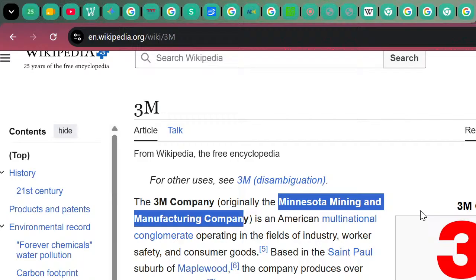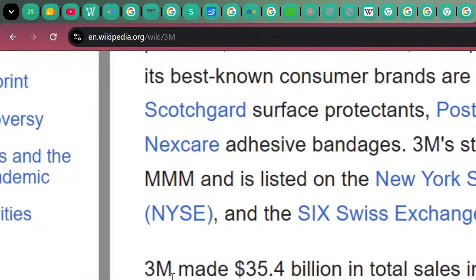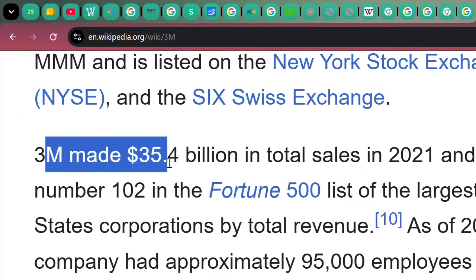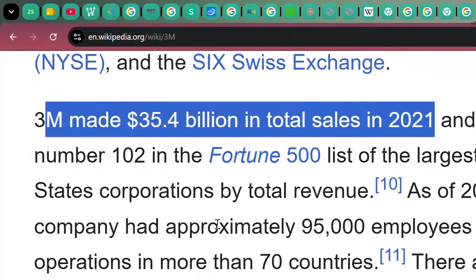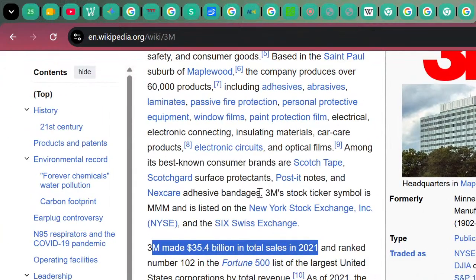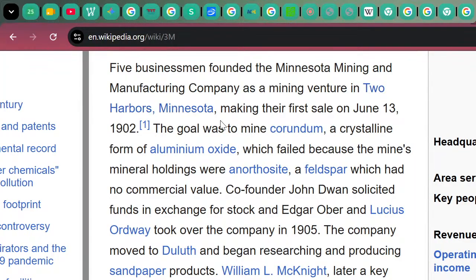So why do we need to discuss this particular company? What's the relation of this 3M company with our tape test in PCB? Yeah, I'll show you. Here it is mentioned, whatever information I told you is also available in Wikipedia. 3M made 35.4 billion in total sales in 2021 and ranked number 102 in the Fortune 500 list of the largest United States corporations by total revenue. As of 2021, the company had approximately 95,000 employees, operations in more than 70 countries. There are a few international subsidiaries such as 3M India, 3M Japan, and 3M Canada. So here we have the complete information about this particular company.